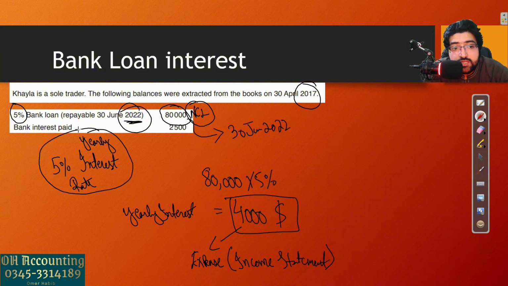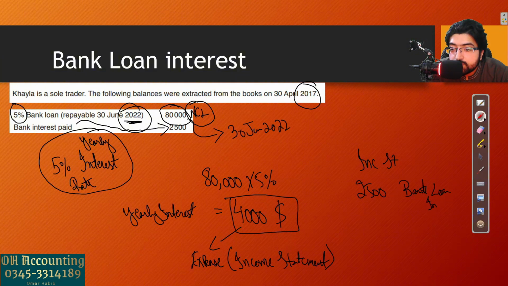Furthermore, they've given you something else here as well. They told you that bank interest paid is 2,500. Okay, this is not given to show you that you record this 2,500 as bank loan expense in the income statement. No, that will be wrong. This is not the bank loan interest. The bank loan interest is 4,000. So in the income statement, we are supposed to record this at 4,000, regardless of how much money we have paid. Again, matching principle. Okay. The actual expense of the year comes in the income statement, not the amount paid.